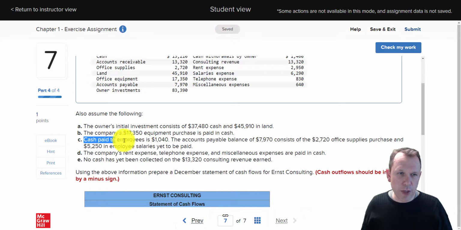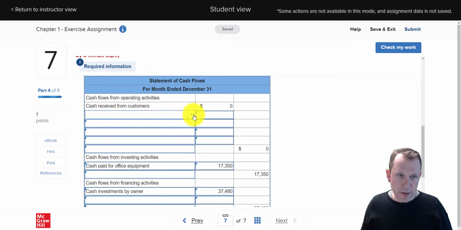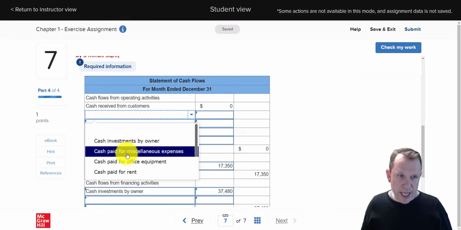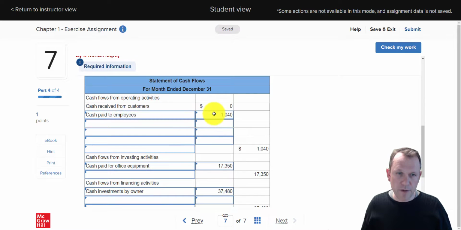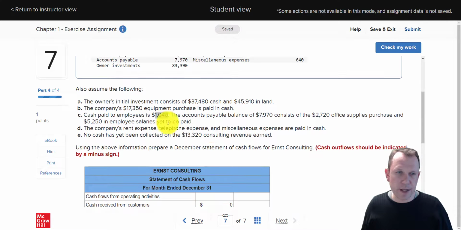Cash paid to employees, right, is $1,040. Okay. So we're going to be able to put that in there. Cash paid to employees, right? That'll be one of them. That's in the operating side, right? Employees are part of operations.